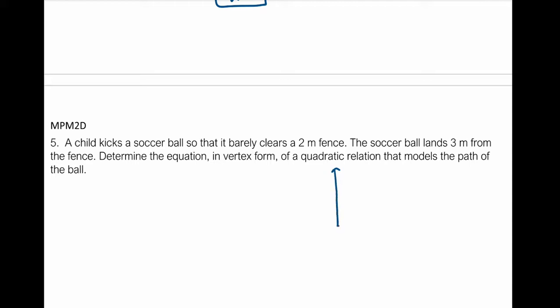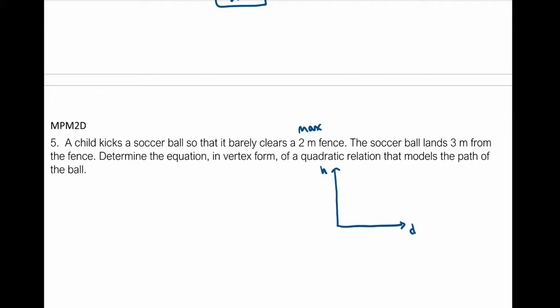So if I'm going to draw a rough scale, I have the height of the ball and the horizontal distance of the ball. Now I need to graph or plot in a couple points and roughly sketch this. So this is going to take some thinking. This is probably going to be the more challenging part. But I know that the ball barely clears a 2-meter fence. So this has to be my maximum. If it barely clears it, that's got to be the highest it goes.